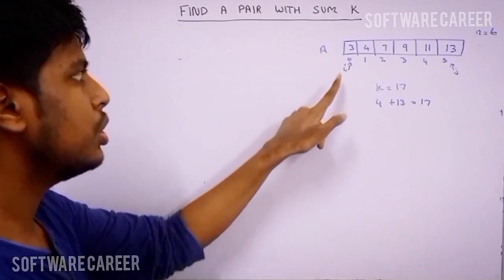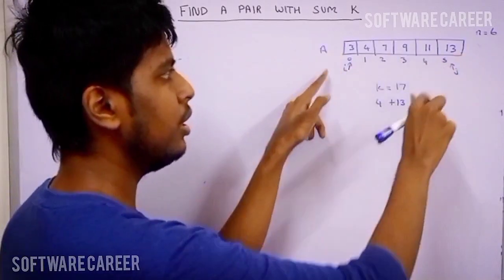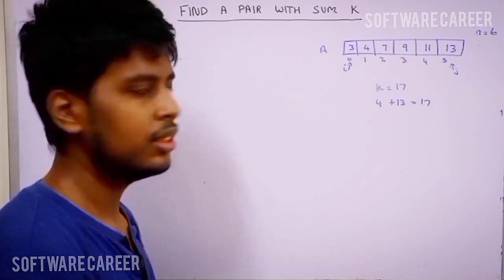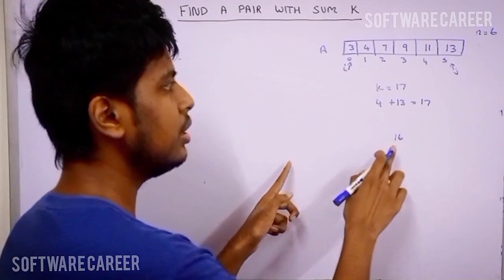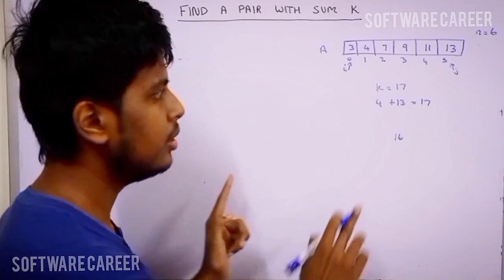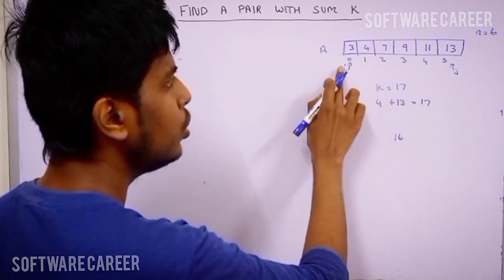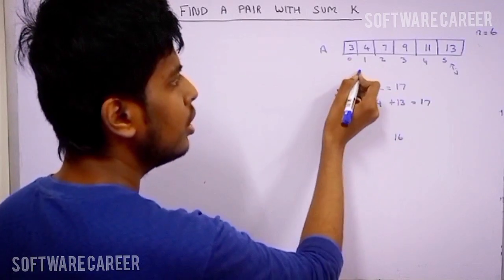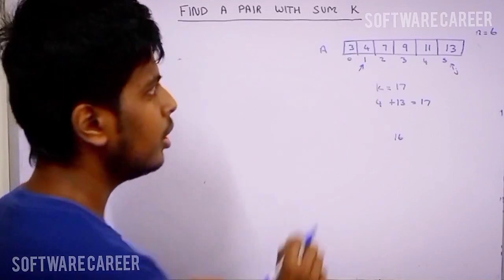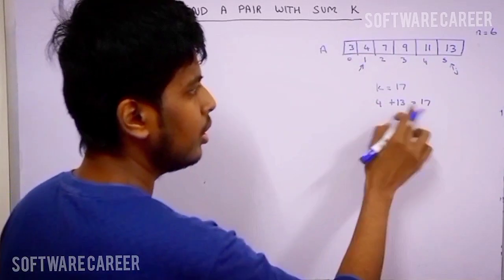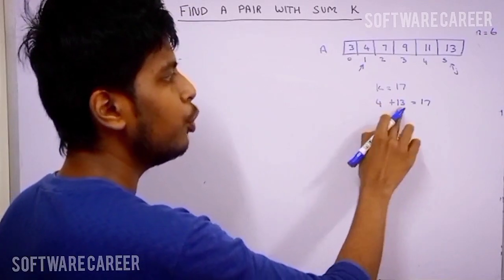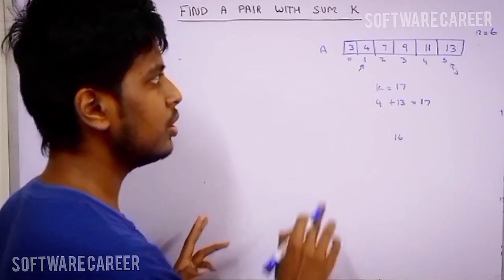Now see, you should check 3 plus 13. 13 plus 3 is 16. It gives 16. So 16 is less than k, that is 16 is less than 17. So you should move this ith index to here. Now you should check 4 plus 13. 13 plus 4 is 17. Yeah, you found it. So you should return 4 plus 13 is 17.